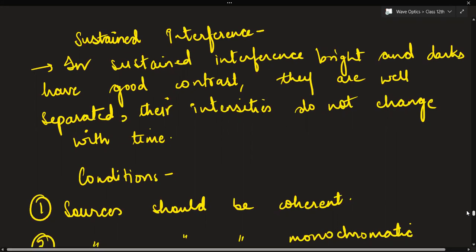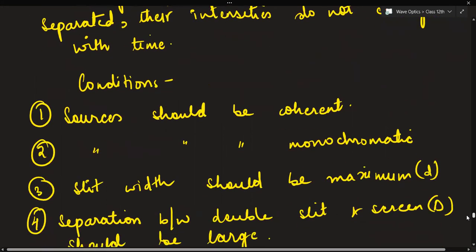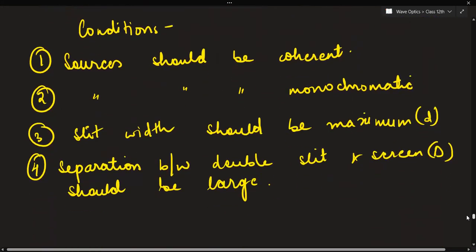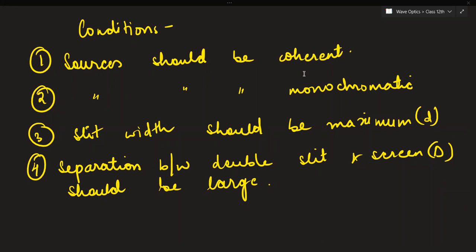There are 4 conditions. 2 conditions are similar. One is sources should be coherent. Coherent sources we discussed in the last class. What was a coherent source? Coherent sources are the sources which emit waves that have the same wavelength, same frequency, and a constant phase difference. That is known as a coherent source. So for interference to occur, sources have to be coherent.